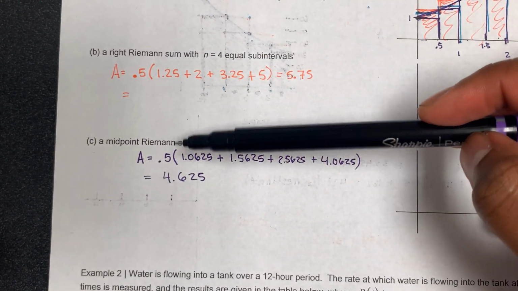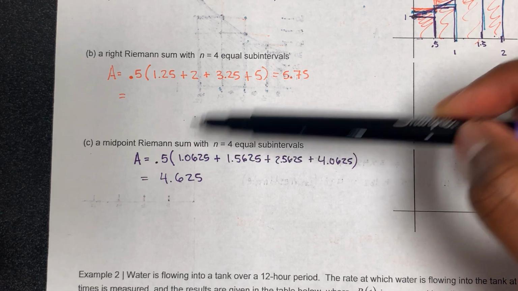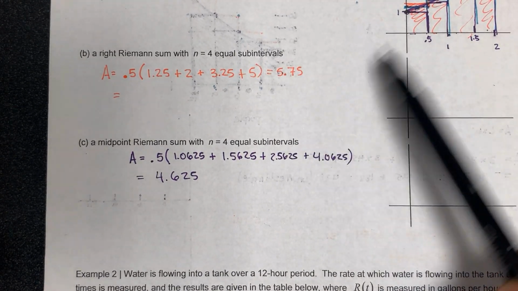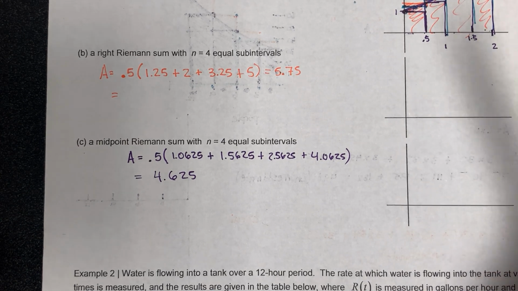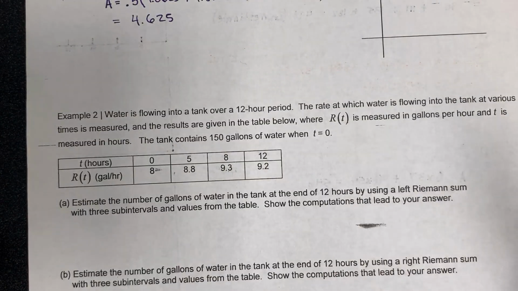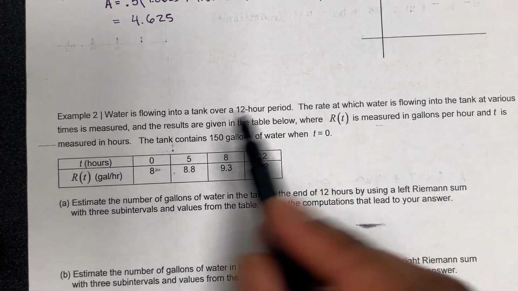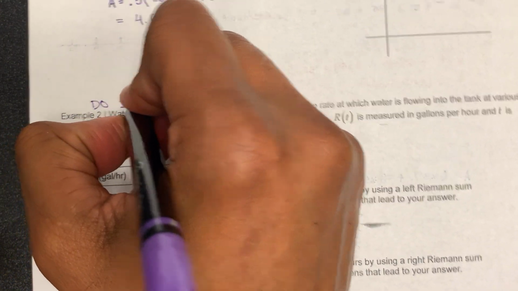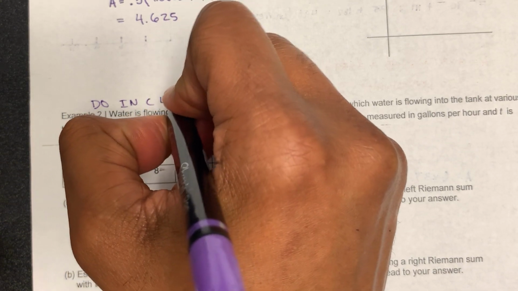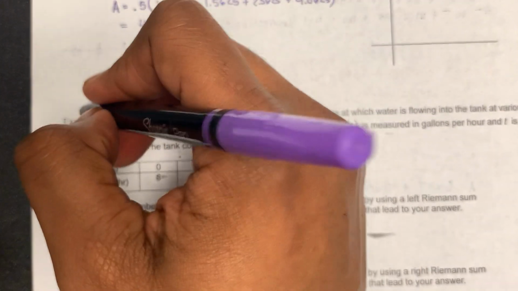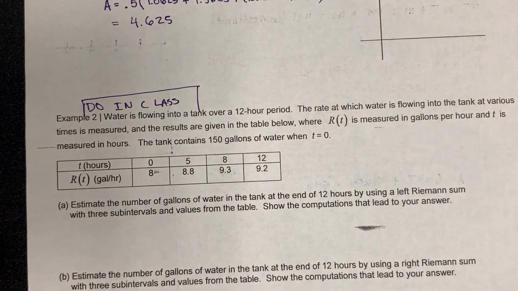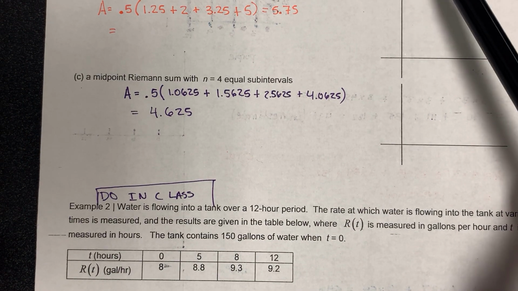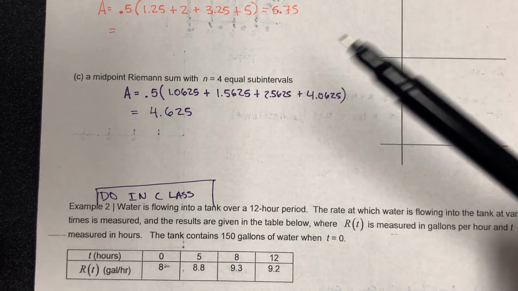So far it seemed as if the midpoint Riemann sum gives us the closest area to the area that's under the curve. In our last example, you know what? Actually, we will do that in class. All right. So that concludes our video on rectangles and area under curves using rectangles to approximate the area.